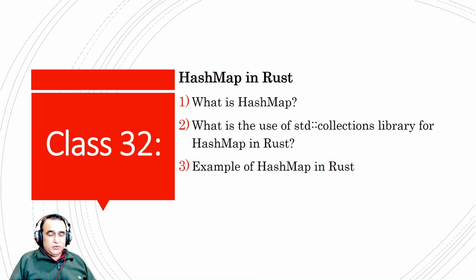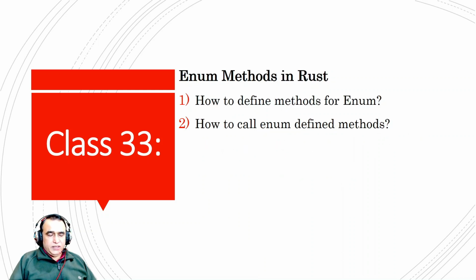In the last video we learned about hash map in Rust. Now in this video we are going to learn methods in Enum. It's a unique concept that is available in the Rust programming language, because in other programming languages like C we do not have a methods concept in Enum. But in Rust we have this concept also, so we will learn how to define and call methods from the Enum.